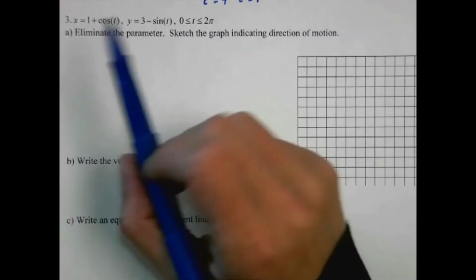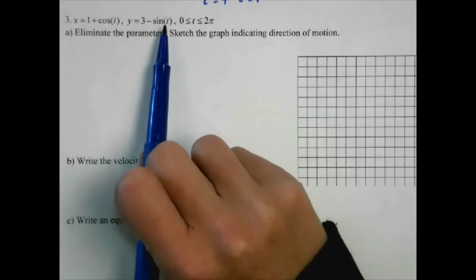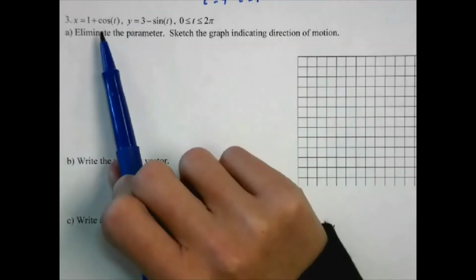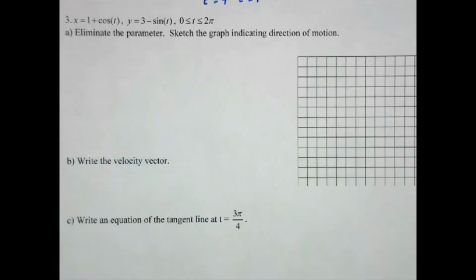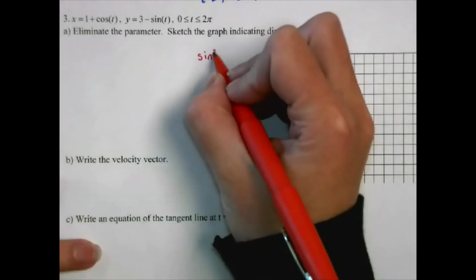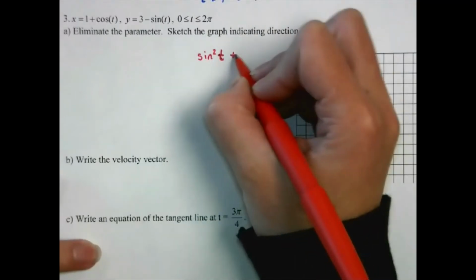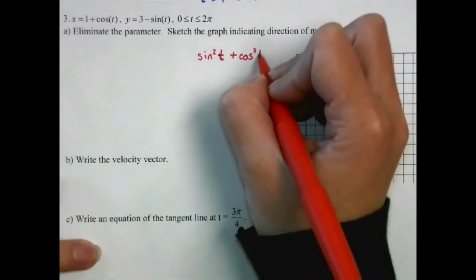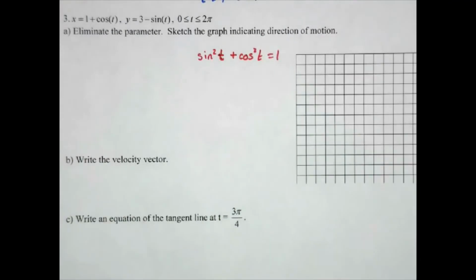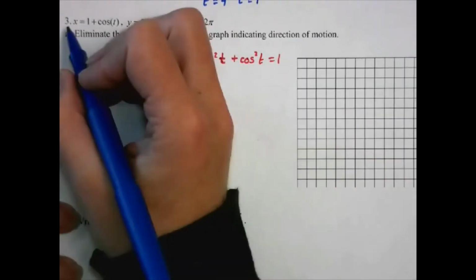Our next parametric equation, x equals 1 plus cosine t and y equals 3 minus sine t. If our function includes trig, we are going to use our good old identity that sine squared t plus cosine squared t equals 1. Sine squared plus cosine squared always equals 1. So I'm going to take each of these equations and solve them.